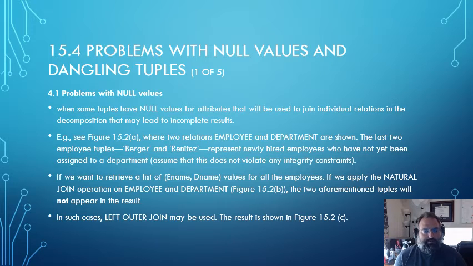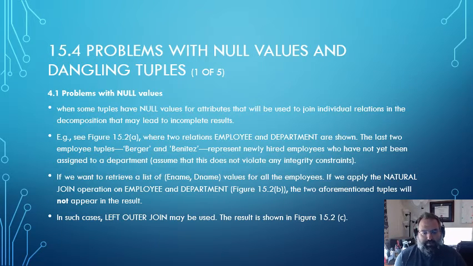15.4, problems with null values and dangling tuples. Problems with null values: when some tuples have null values for attributes, they will be used to join individual relations in the decompositions that may lead to incomplete results. For example, in figure 15.2a, where two relations employee and department are shown, the last two employee tuples represent newly hired employees who have not yet been assigned to a department.